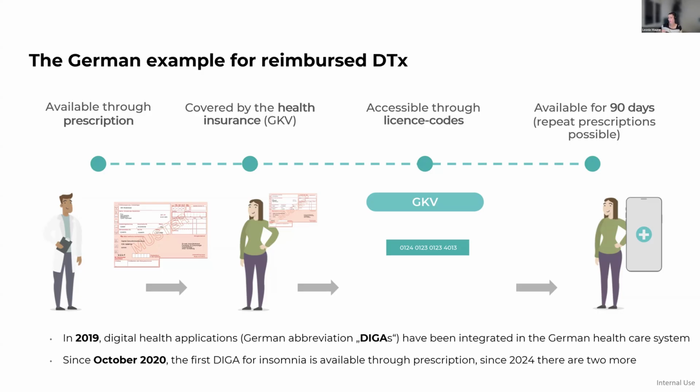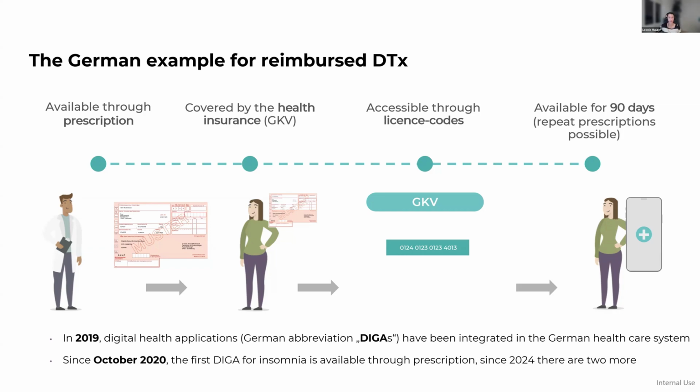So we not just have that for insomnia. We also have that for example for depression, or chronic pain, like back pain, or for adipositas. So there are a lot of diseases where there are now digital health applications available in Germany.